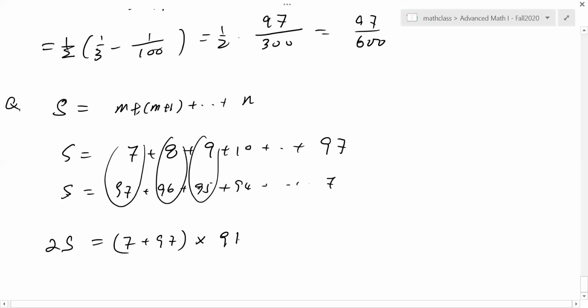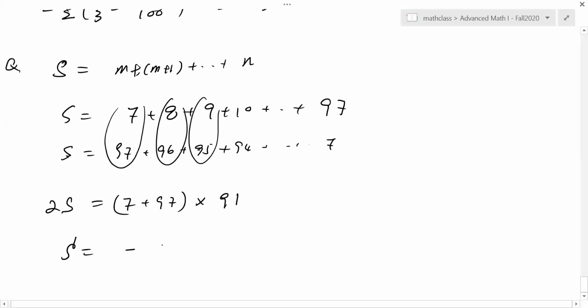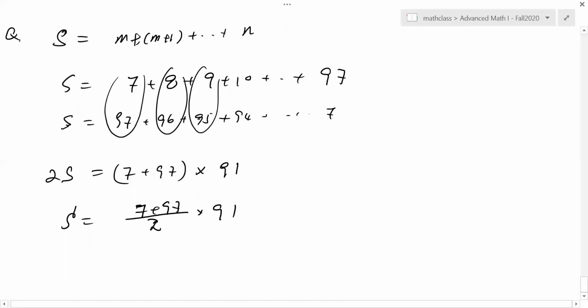terms. 97 minus 6, not 97 minus 7, okay? So this will be 7 plus 97 times 91. So the average value, the first term plus last term, divided by 2, and multiplied by the number of terms, okay? Then you can simplify them to get the answer.